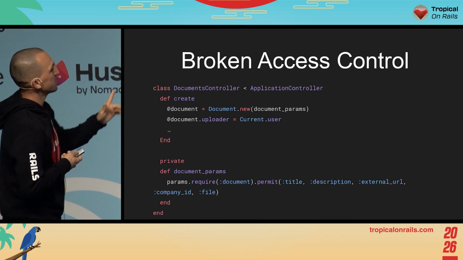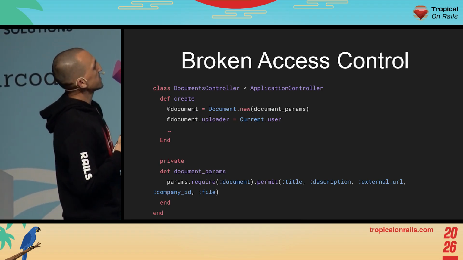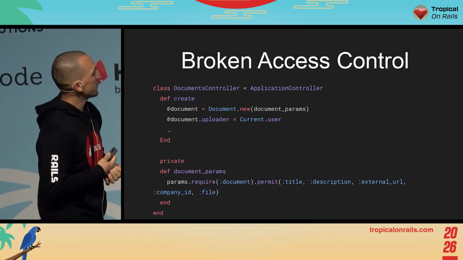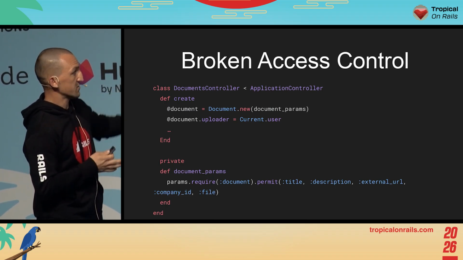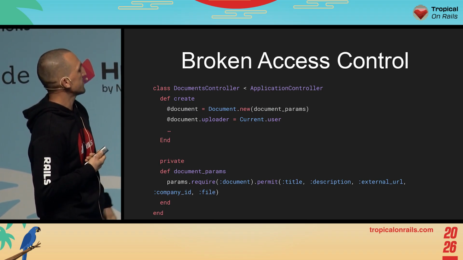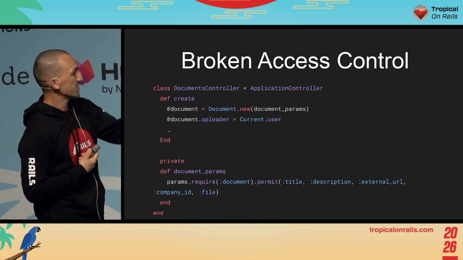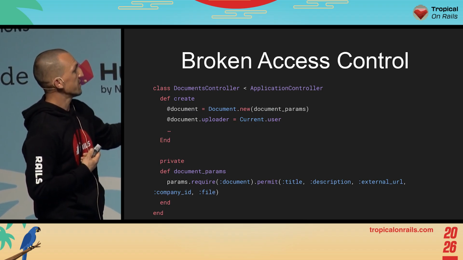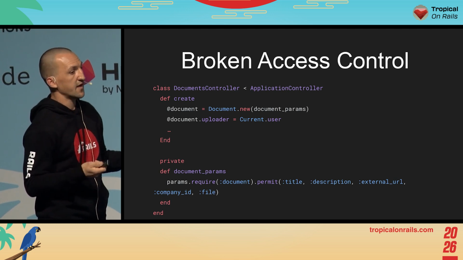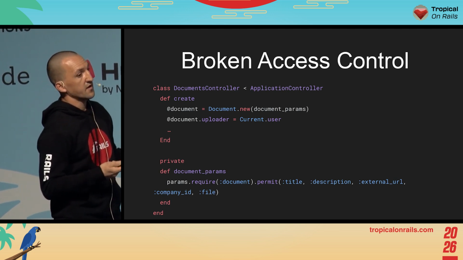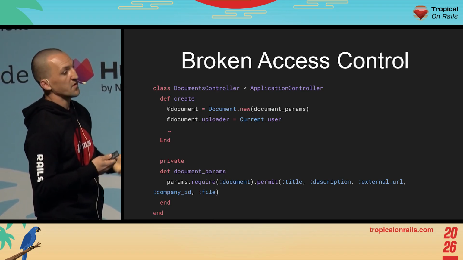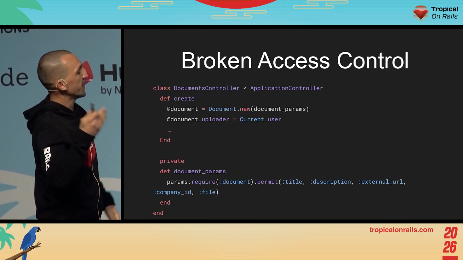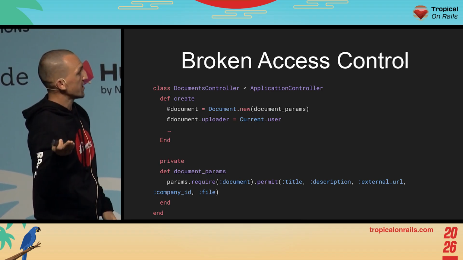Then this is way more common. In this example, what's happening, you can create a document, and then the uploader is set to the current user, so we are all fine. That's safe and secure. But if you look at the document params, we permit the company ID, and we don't verify anywhere that the current user has permission to that company. So a malicious actor can just set the company ID to another company and create records in another account.